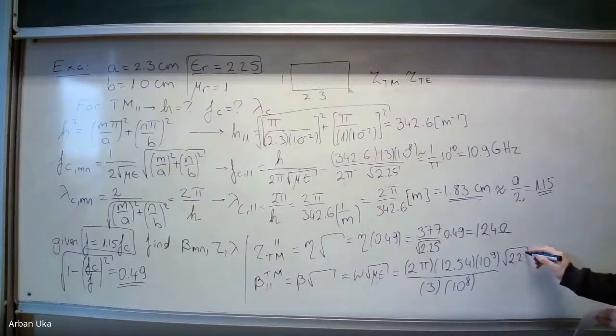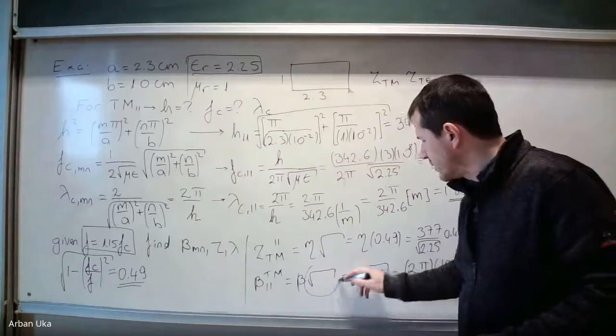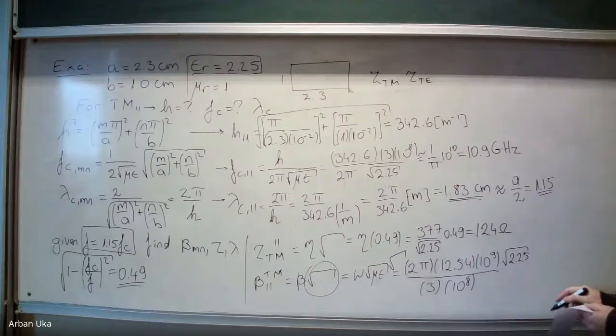Then we have 2.25, so we have also this term, times, now we come to this square root. So this is omega over c times this term times the square root, which is 0.49. So the beta for this specific mode is equal to 195. And this is radian per meter. This is the phase constant, radian per meter.